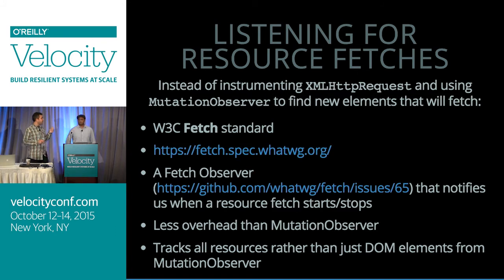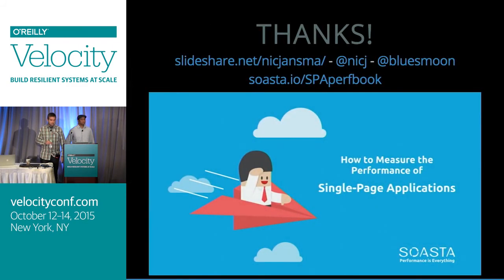The benefit of this over Mutation Observer is it tells you about all the elements that are fetched externally, like CSS background images and fonts. And so you get more visibility and hopefully in a more performant way, so I have high hopes that we'll actually be able to evolve that into something that we want.